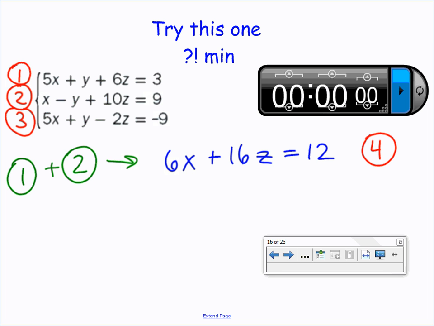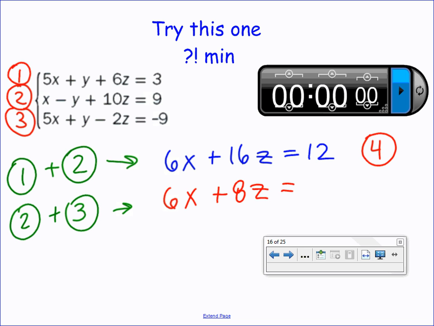Next, I'll use a different pair of equations to get rid of the same variable. I'm going to get rid of y's again. I have to get rid of y's again if I've gotten rid of y's in the first place. And so now I'll do equation 2 plus equation 3, which will create a new equation. That equation is x plus 5x is 6x, minus y plus y is 0, plus 10z minus 2z is plus 8z, equals 9 plus a negative 9 is 0. This is my new equation, and I'll call it equation 5.